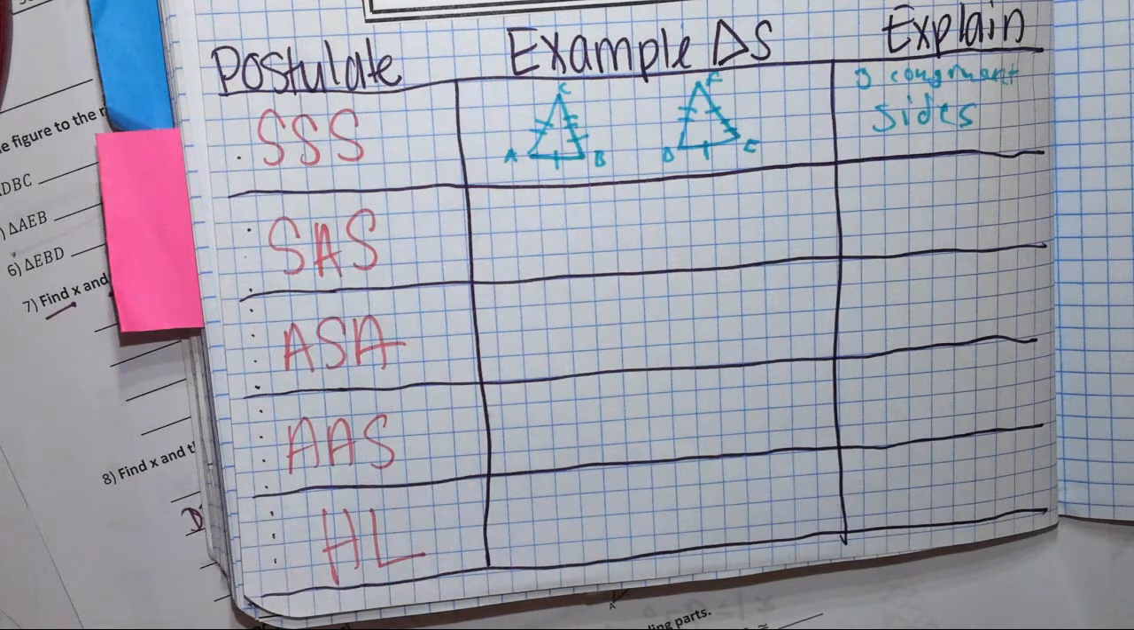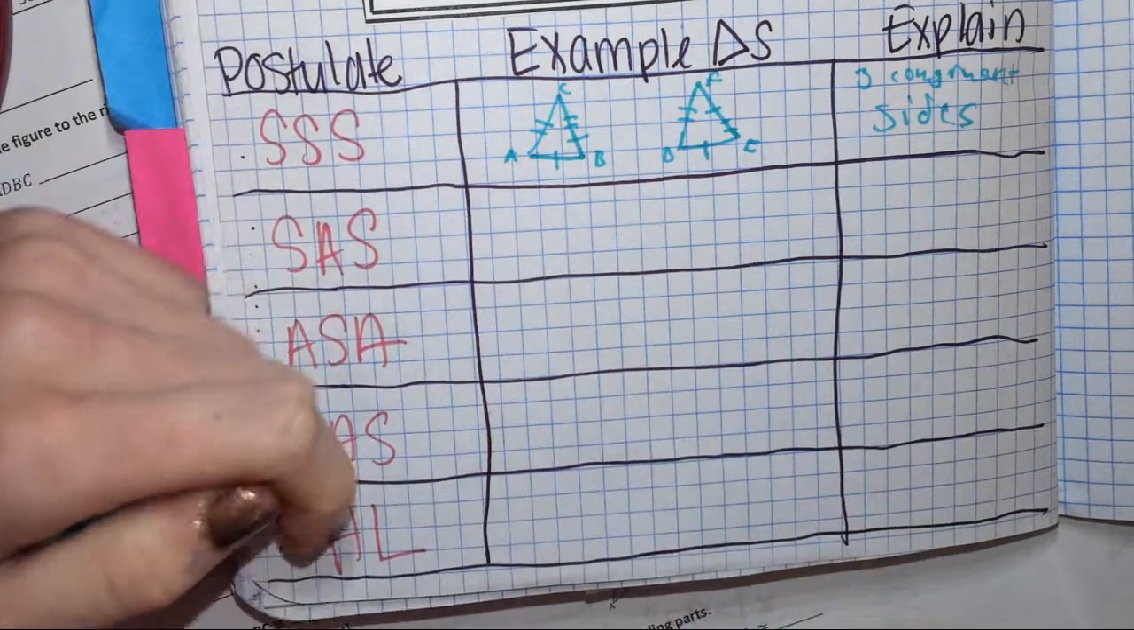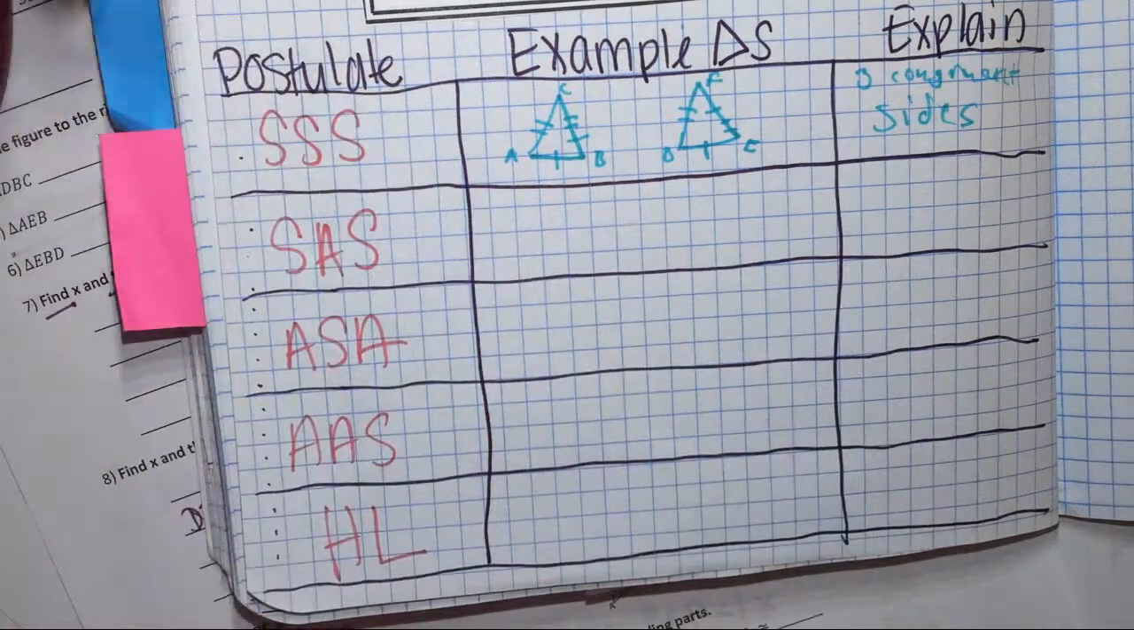Now, does it help that he labeled his triangles A, B, C, and then D, E, F? It does, because then we can be more specific in it.